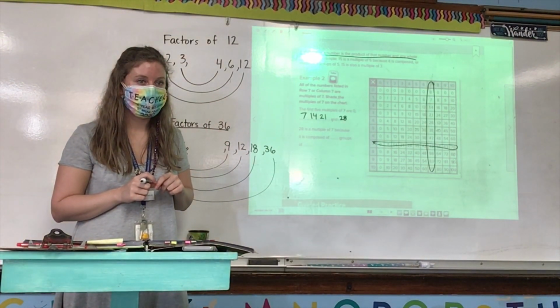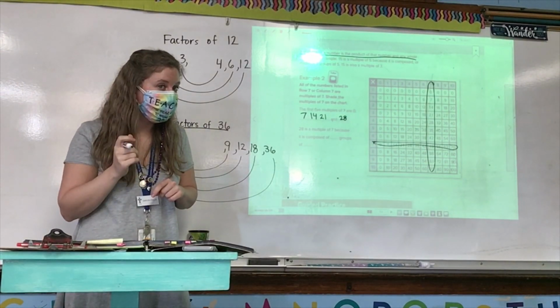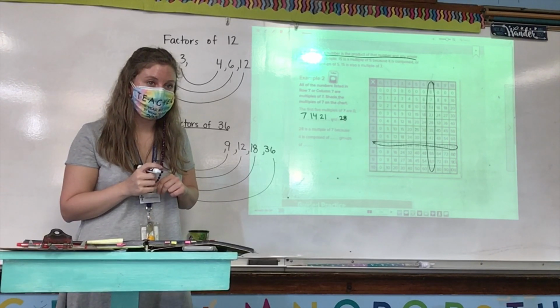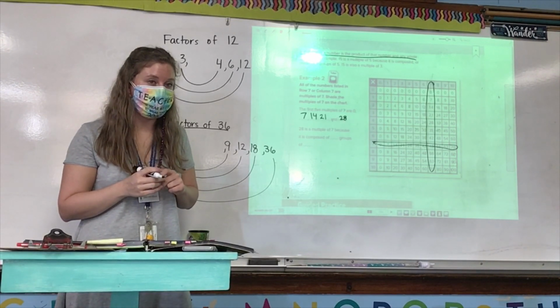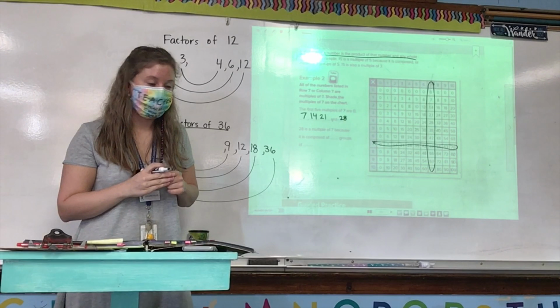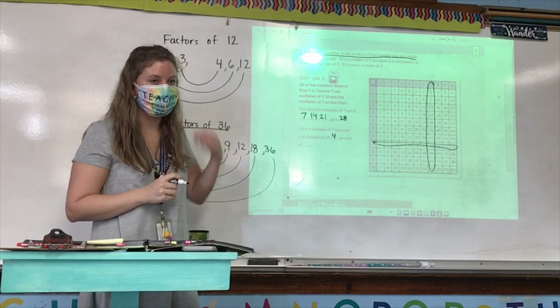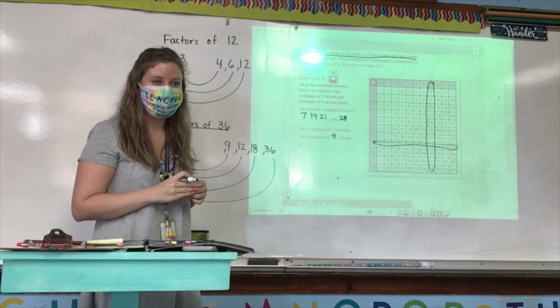Colin. 4 groups. I can't hear you. 4 groups. Of? How many? How many are in each of those groups? There's 4 groups. How many has to be in each of those groups to make 28? 7.